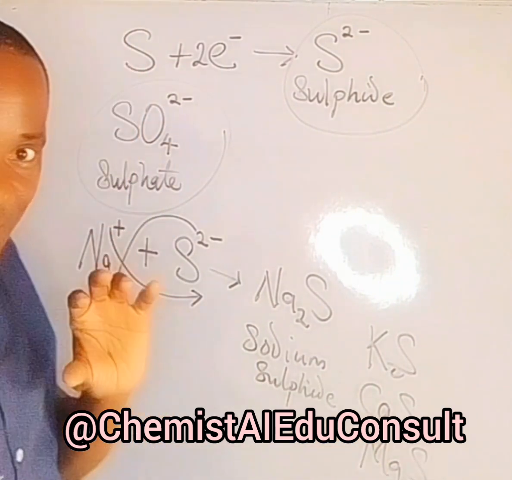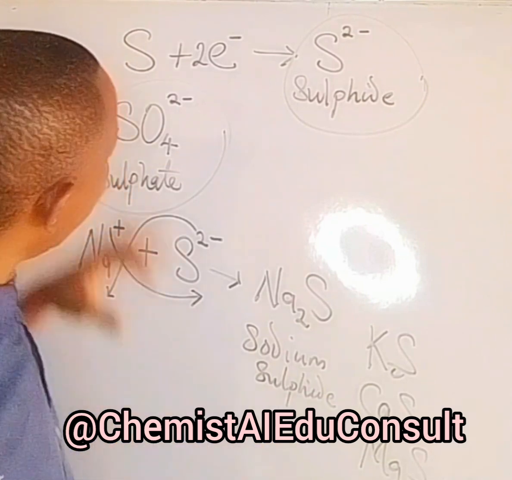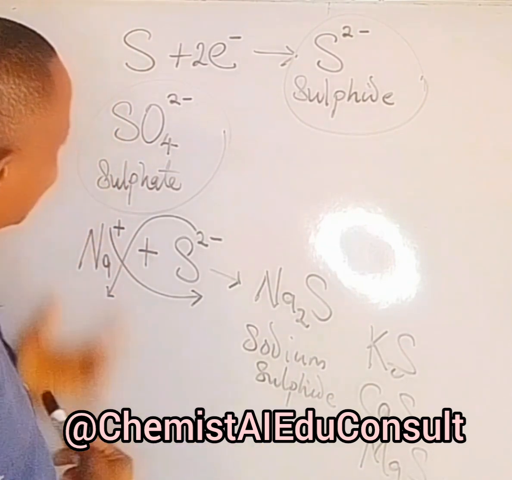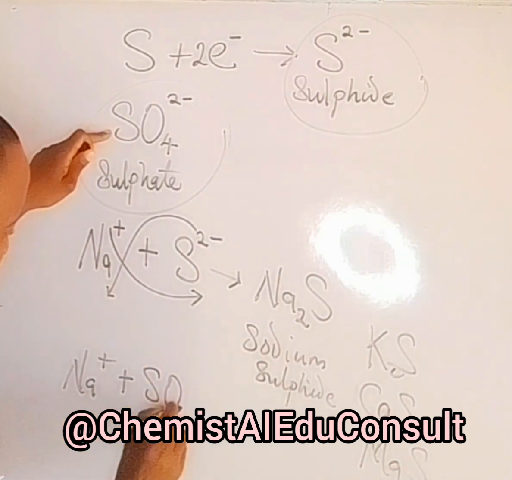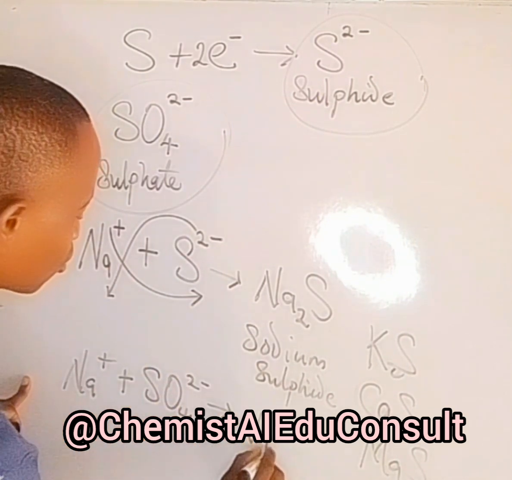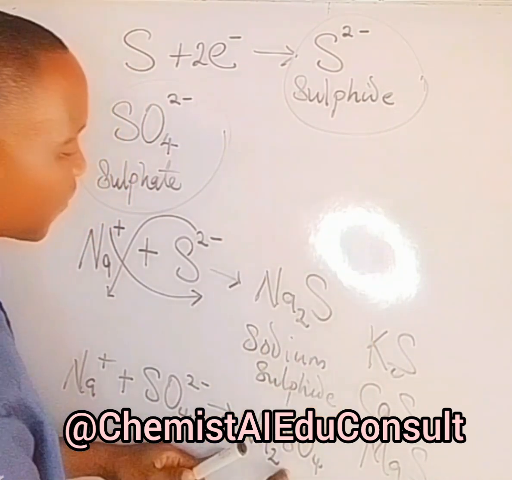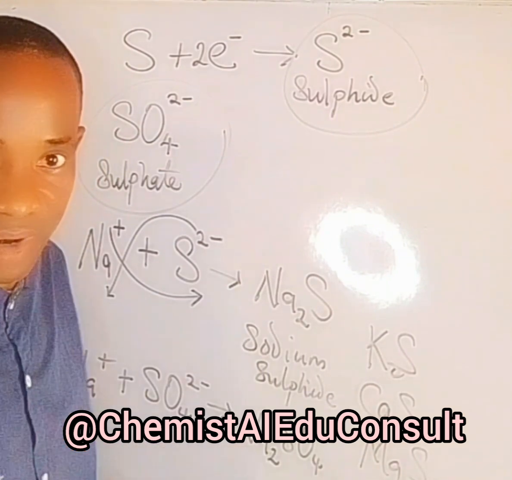But any group of compounds formed between an element or radical and sulfate, they are called sulfates. Example, sodium can combine with sulfate to form sodium sulfate. We can also have potassium sulfate, calcium sulfate, magnesium sulfate, aluminum sulfate, and so on and so forth.